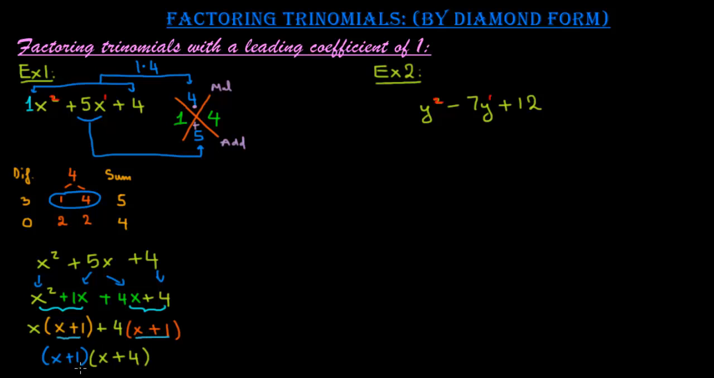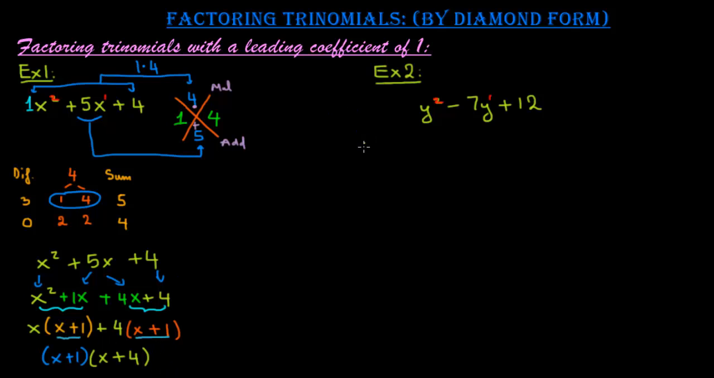Okay. We factor x plus 1 out, which gives us x plus 4 left. If you don't see this step, you can go back to the video about factoring out the greatest common factor. We already practiced a lot in this step, so watch that one. It will help you do this step much more easily.